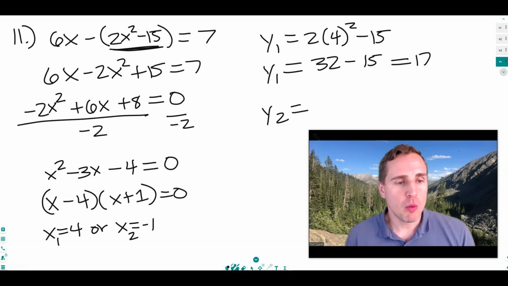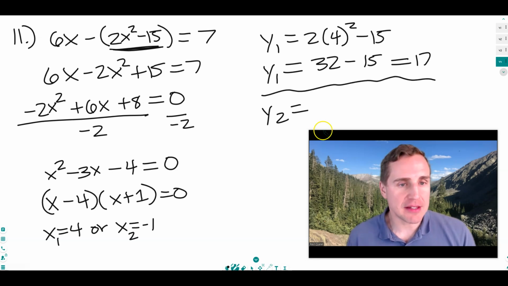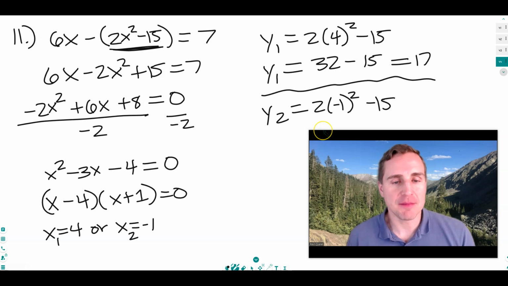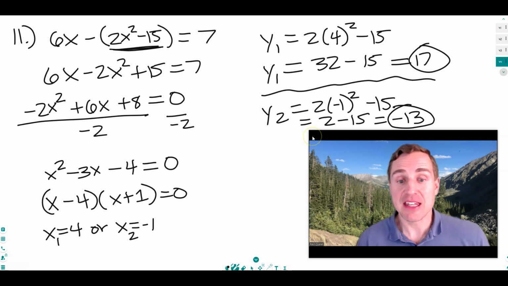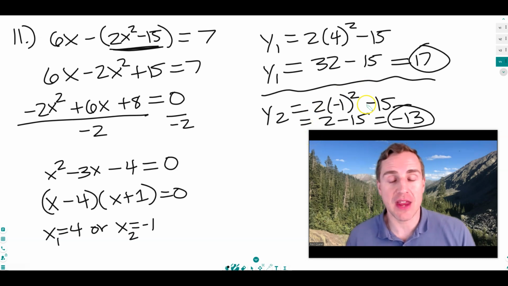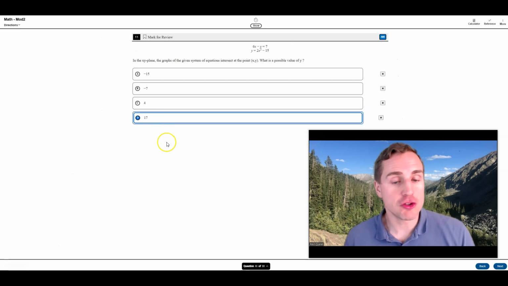y2, we just use x2. So that's 2 times negative 1 squared minus 15. So negative 1 squared is 1, times 2 is 2, so that's 2 minus 15, and that's negative 13. So the two possible values are 17 and negative 13. So let's look in our list of answer choices. So 17 is one of the choices.